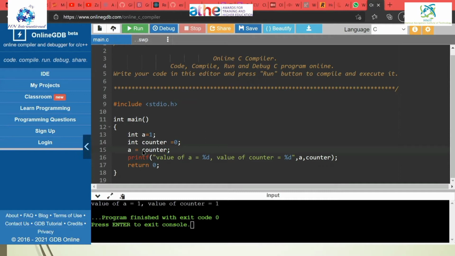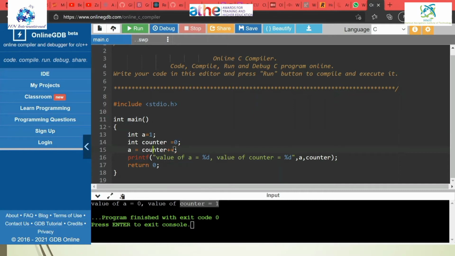Now if I do this and run it again, you see that a was 1, so it should print a is equal to 1 here. But what happened here? It took the value of counter, stored it into a, and then incremented the counter. As you can see, in the end result, it's printing counter is equal to 1. Now this is a basic difference in prefix and postfix.